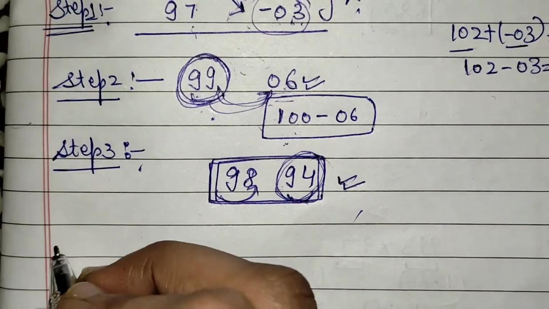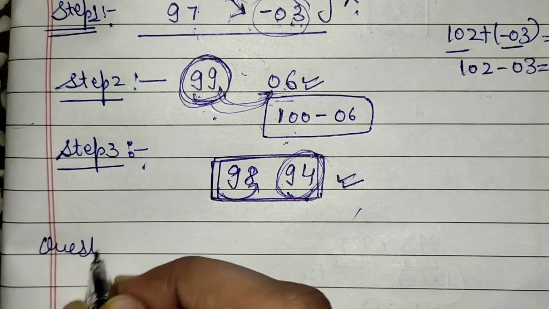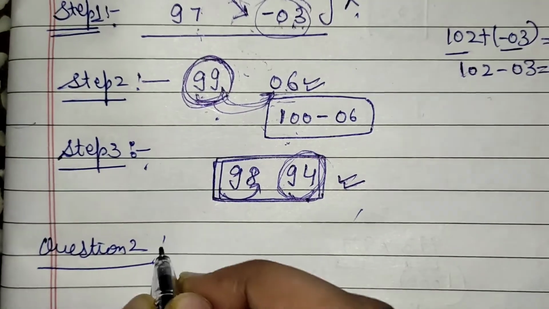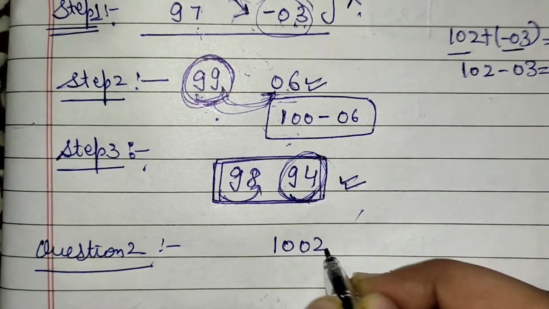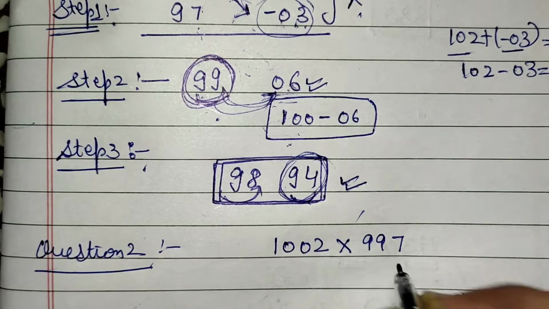Okay, so let's take another example, question number 2. Suppose there is another bigger value, 1002 into 997.